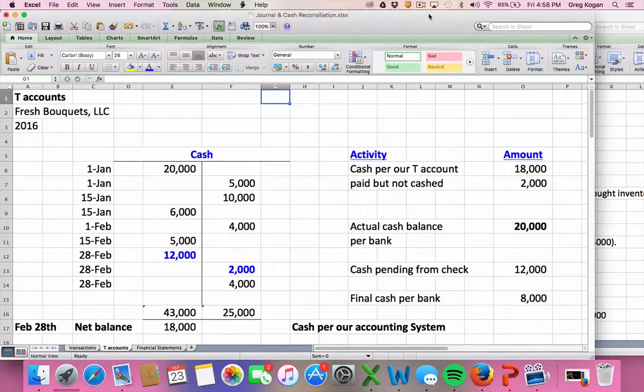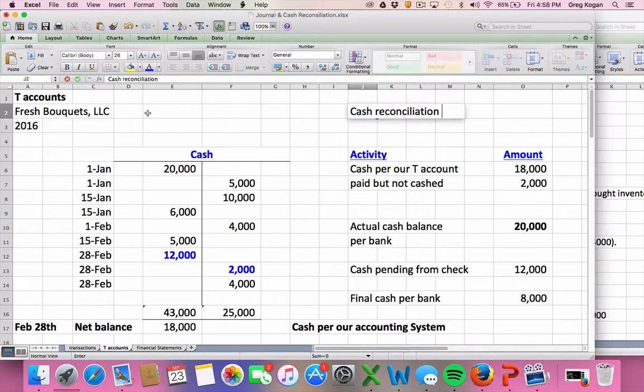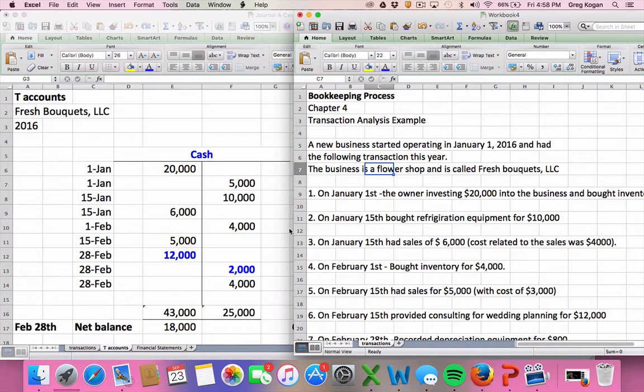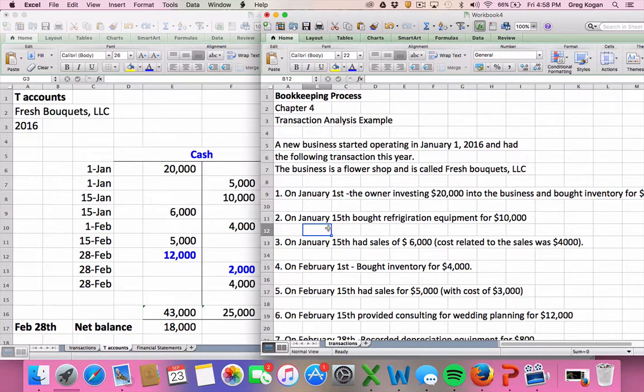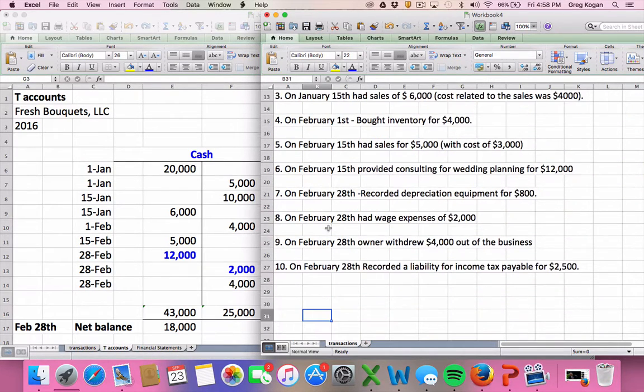Hi everybody, I wanted to continue with our case study here on this company, Fresh Bouquets of Flowers, and explain ultimately cash reconciliation. This is what I wanted to go over, and I'm going to give this file to you guys. It's going to be available, with the same example we had last time. What we have here is a company that had about 10 transactions.